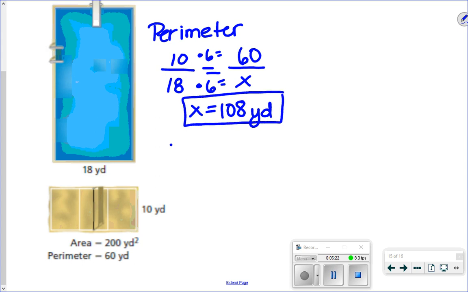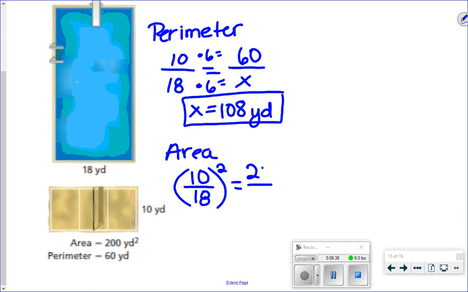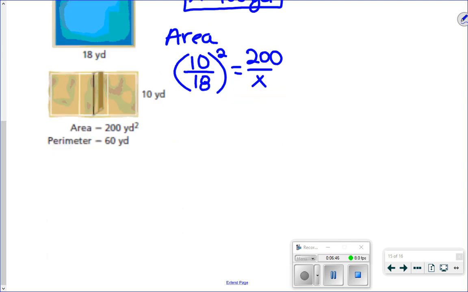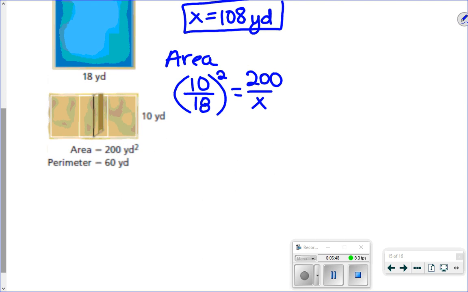Now I'm going to do the same thing for the area. I'm going to start with that same ratio, the 10 to 18. But this time, because it is area, I need to make sure it's squared. And then it looks like the area for the tennis court is 200 yards squared. So I'm going to put 200 here. And then I'm going to put x on the bottom. So I'm putting the tennis court information on the top. I'm putting the pool information on the bottom. I'm going to give myself a little bit more room here.